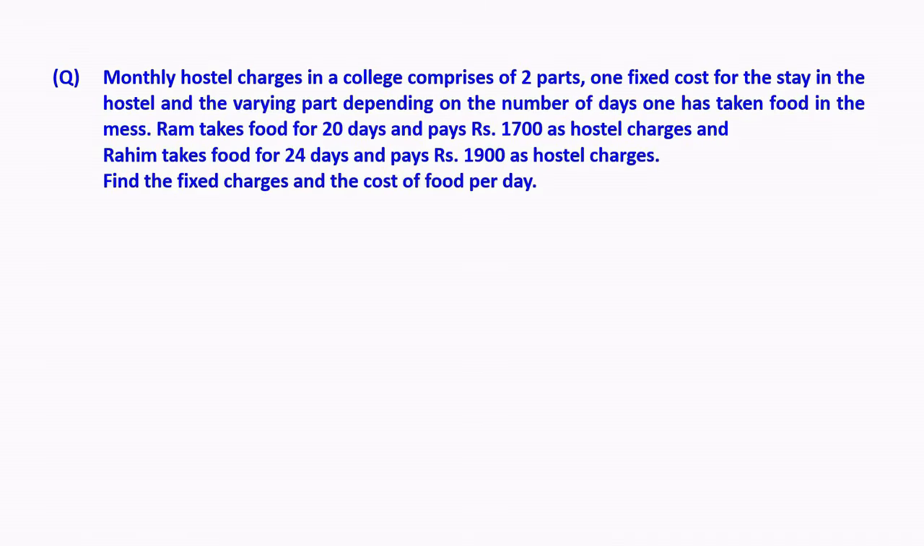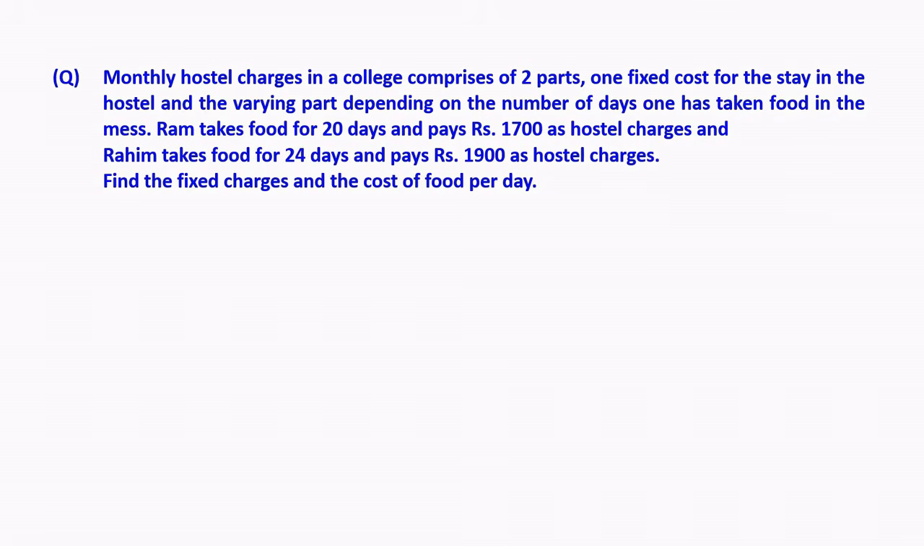Let us understand the question. Monthly hostel charges in a college comprises of two parts, one fixed cost for the stay in the hostel and the varying part depending on the number of days one has taken food in the mess. Ram takes food for 20 days and pays 1,700 rupees as hostel charges and Rahim takes food for 24 days and pays 1,900 rupees as hostel charges. Find the fixed charges and the cost of food per day.